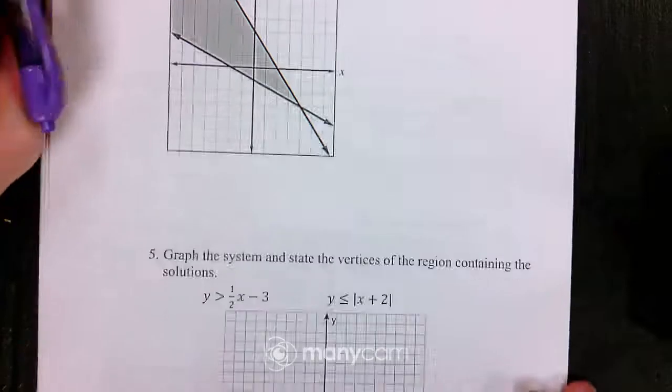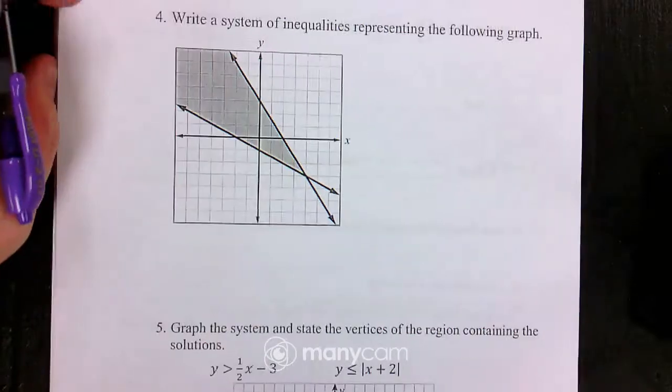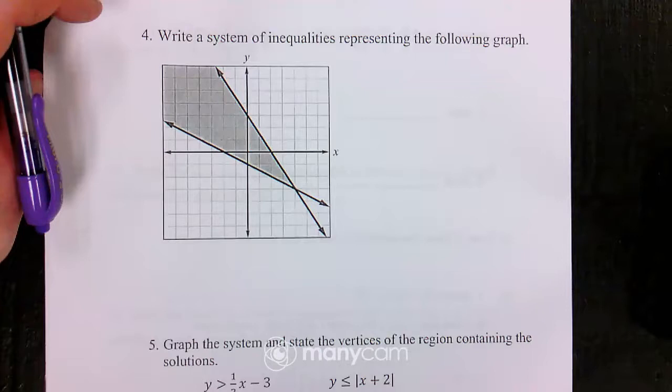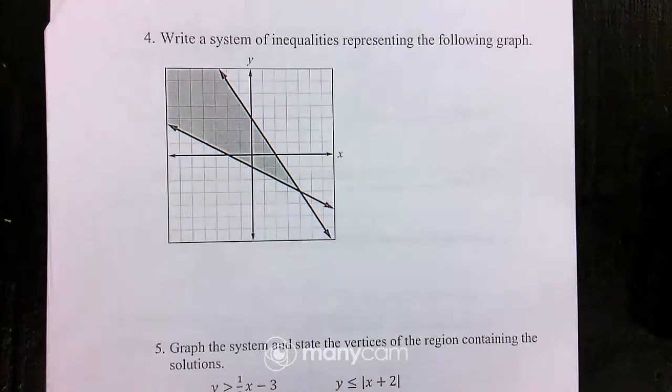Alright, let's keep going. If you didn't catch that, you can go back and watch it again. Alright, so, write a system of inequality. Only reason I'm trying to go so fast, guys, is because the other class got done with like 1 minute left, so we can't take too long.